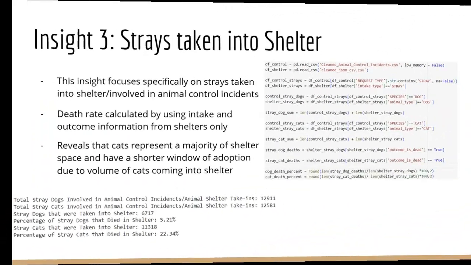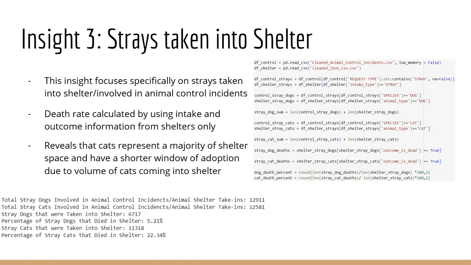The third insight, we're focusing specifically on animals taken into shelter or involved in an animal control incident that were classified as stray. To do this, we filtered our data sets down to only include rows that had the tag stray, and then did some calculations on totals and found the death rate using the total and the income and outcome status of animals at the animal shelter. So the first two lines of output at the bottom represent both the animal control and the animal shelter database, while the remaining four lines are found only from the animal shelter database.